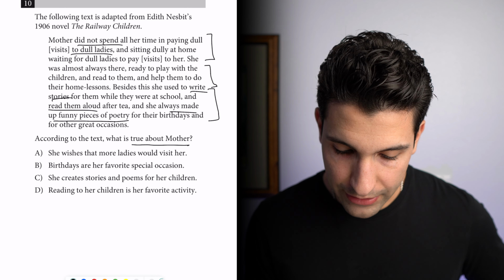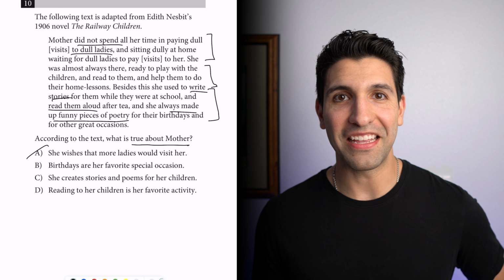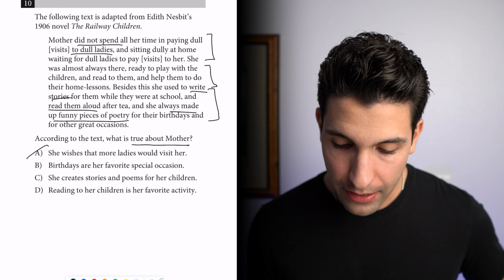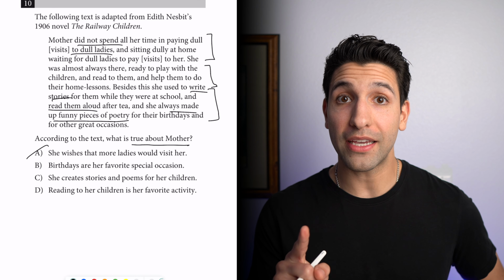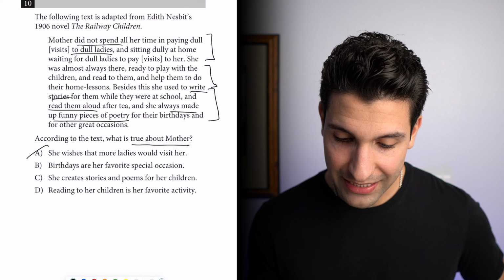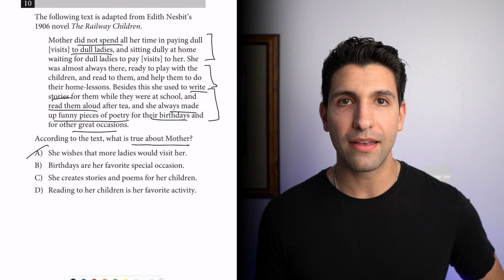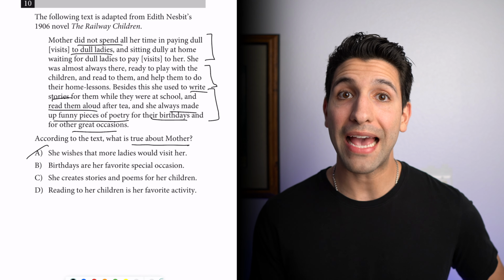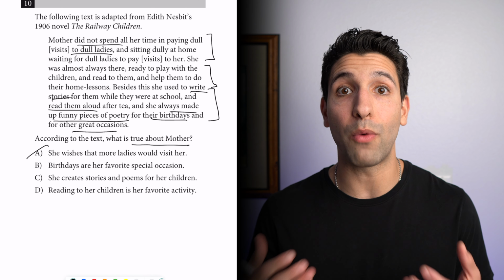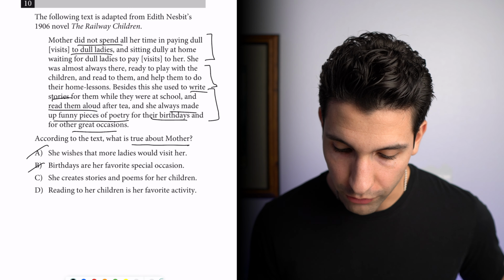So if we look at A, it says she wishes that more ladies would visit her. It does not say that in the passage. So we can cross that out. B, birthdays are her favorite special occasion. Now we want to be tricky here. There's something tricky here. It says favorite. That's pretty extreme language. And if we look at the passage, it says that she did things for their birthdays and other great occasions, but it doesn't say anywhere that it was her favorite. So again, we have to be literal on the digital SAT. We can't be making up assumptions and trying to justify why it should be correct. So B is out.